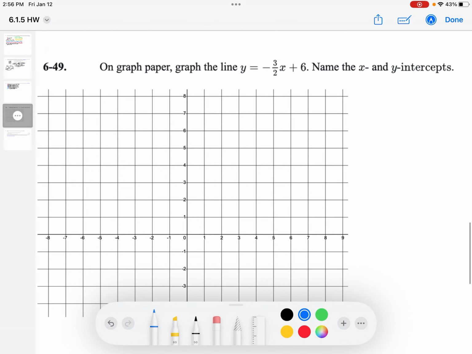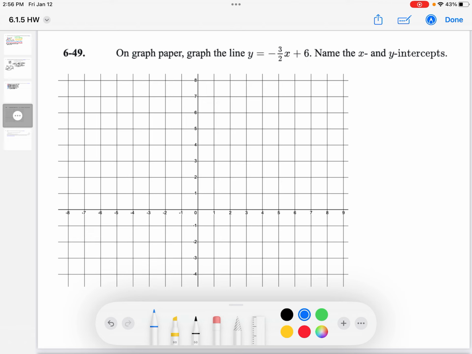All right, problem 49. On graph paper, graph the line y equals -3/2 x plus 6. Name the x and y intercepts. Okay, so this is going to give us our starting point, our y-intercept here. So +6, I go along the y-axis to +6, and this tells me my slope, -3/2. So from my starting point, I'm going to go down 1, 2, 3, and over 2 to get another point. And I'm going to do it again. I'm going to go down 1, 2, 3, and over to the right, 1, 2.